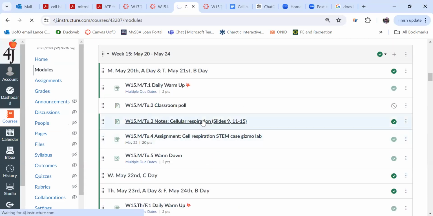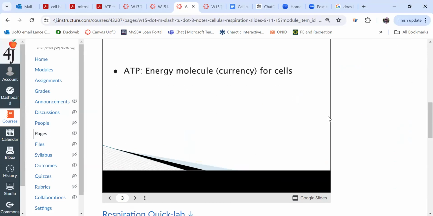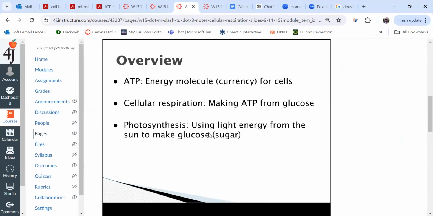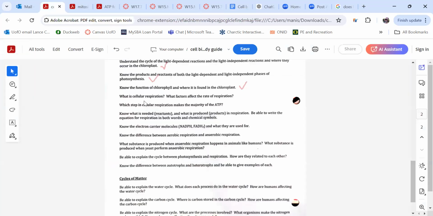Cellular respiration. All right, so as far as what it is, let's look for a good definition here. Making ATP from glucose. That's pretty good. We'll put that there for now and see if we don't find anything better. We can put a little definition right here. Making ATP from glucose. What is cellular respiration? What factors affect the rate of respiration?